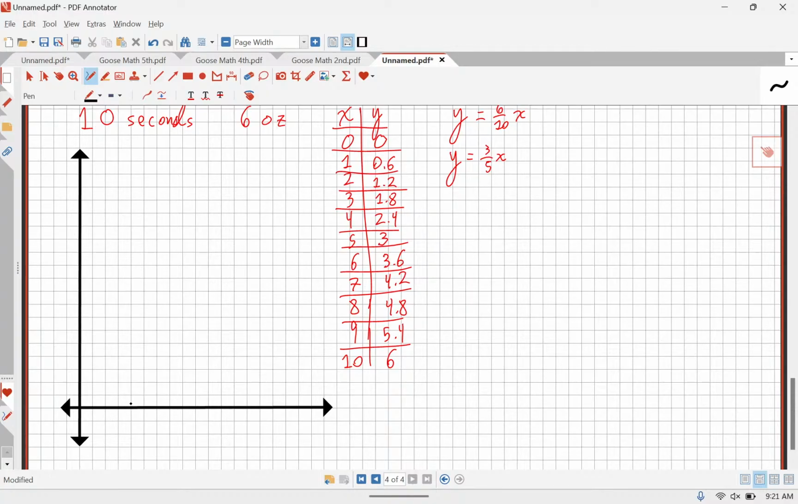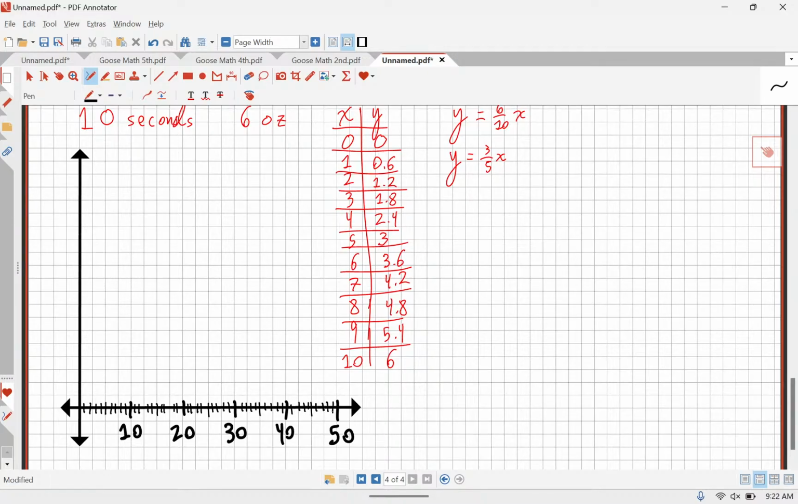So let's just go 10, 20, 30, 40, 50. And then I'll go halvesies: 5, 10, 15, 20, 25, 30, 35, 40, 45, 50. I'm going to go the little spots in between too. 1, 2, 3, 4.